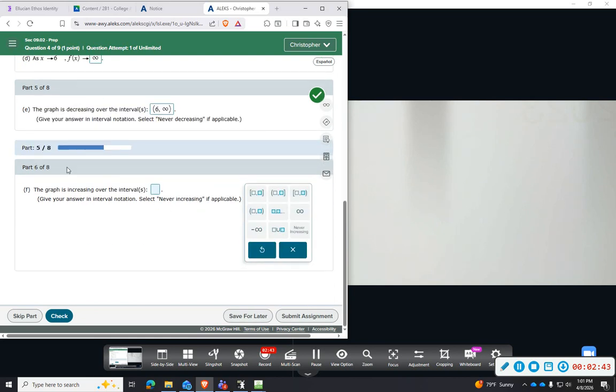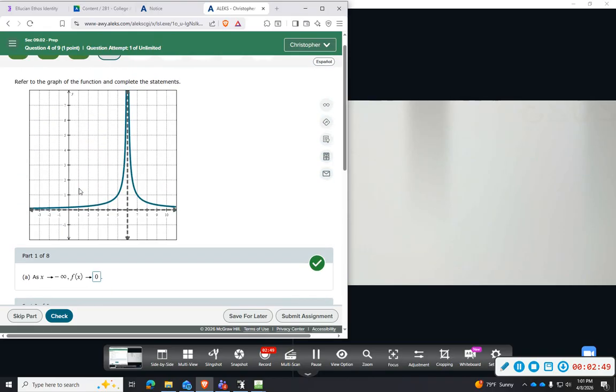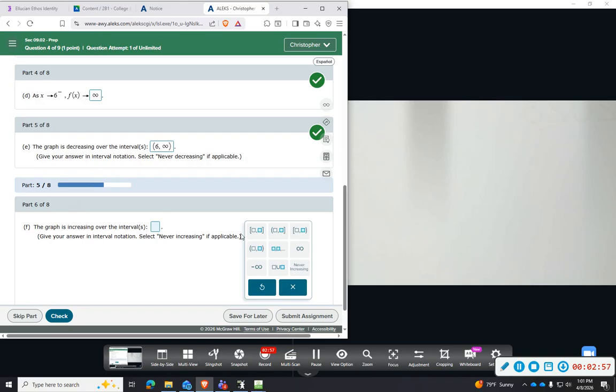All right. Number 6, part 6. The graph is increasing over which interval? So again, that's what we kind of saw first, increasing from negative infinity till we get to 6, because at 6 it just kind of shoots straight up, doesn't cross. So graph is increasing from negative infinity until we get to the x value of 6.